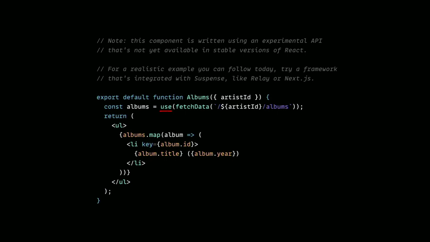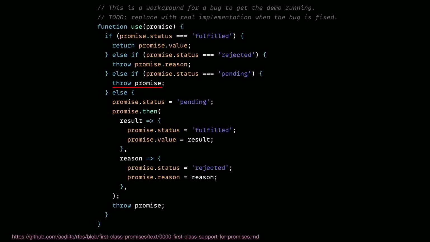But let's take a look at the implementation of use in this example, again, straight from the React docs. Yeah, and here we see, still in our albums.js file, the inlined implementation of use. So again, if you're using a framework like Next.js that's using an experimental build of React under the hood, this is available. But the comment here tells us that this implementation was inlined in this file as a workaround for a bug to get the demo running. Yeah, we've all been there.